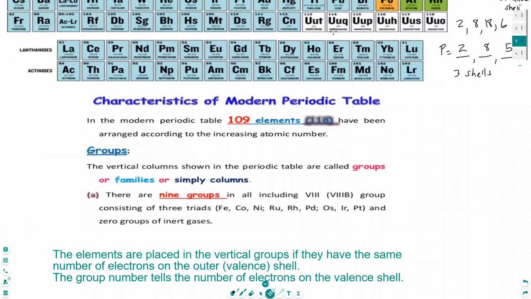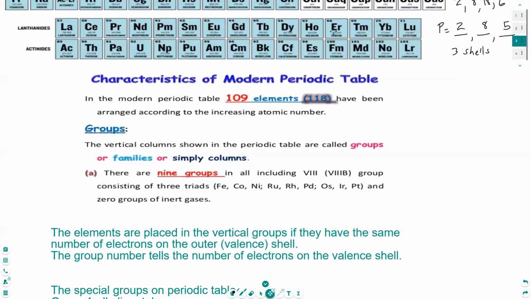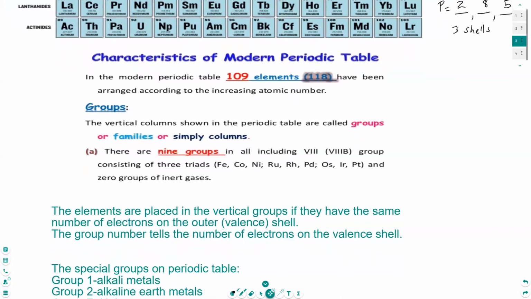All right, so the characteristics of the modern periodic table: in the modern periodic table, so far we have 109 elements that we have discovered, and we have made some artificial elements as well. So maybe that's why they have the 118 here. Of all the elements that have been discovered, they have been arranged in order of their increasing atomic number. That's what we use for the modern periodic table. We no longer use the atomic masses.